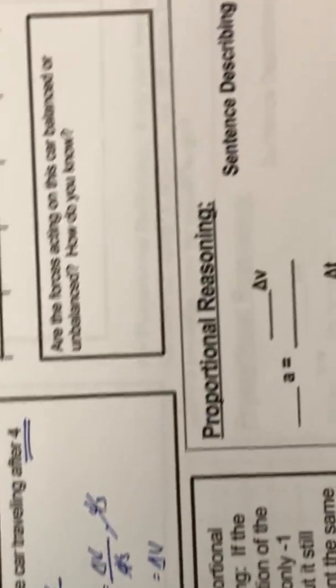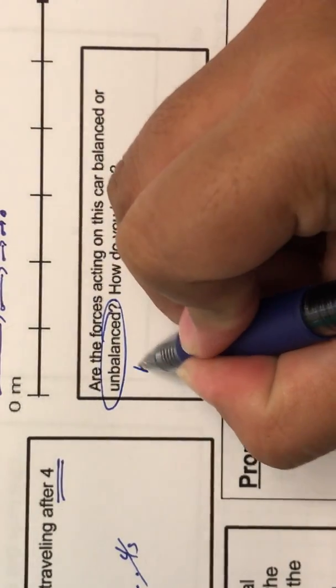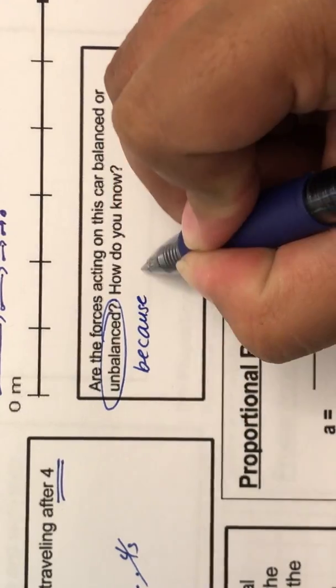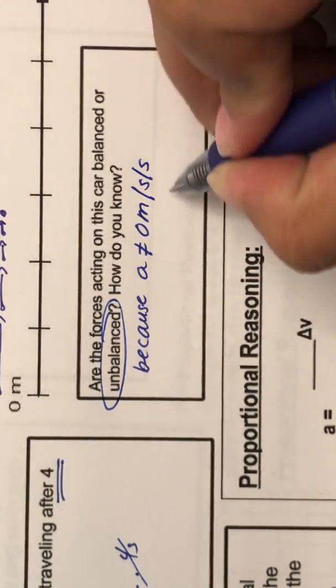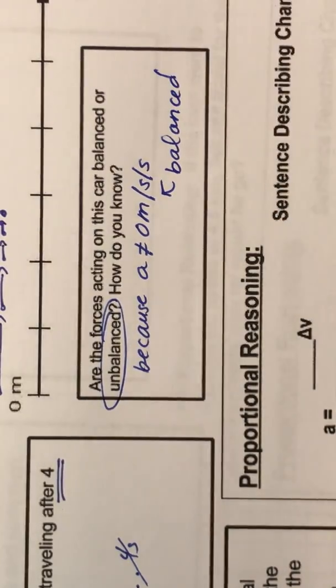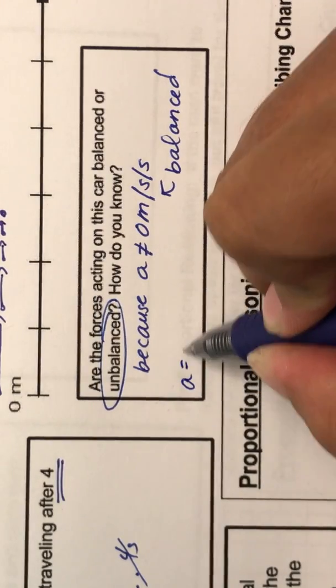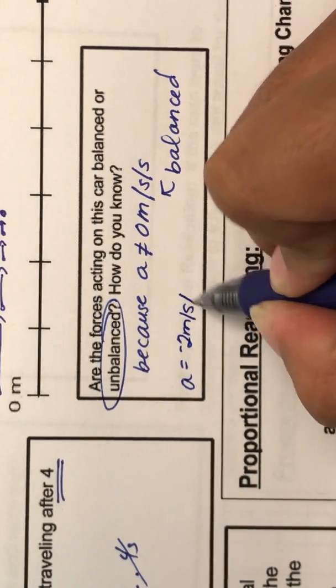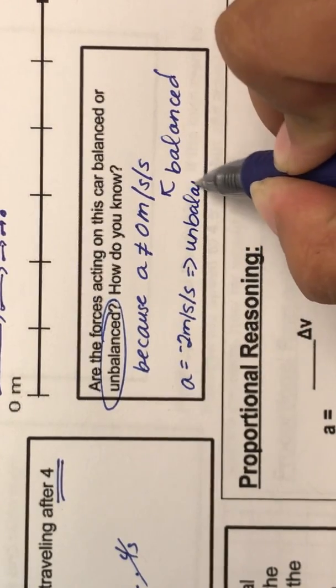Are the forces acting on this car balanced or unbalanced? And we know that it is going to be unbalanced because acceleration does not equal 0 meters per second squared. And that means that it is balanced if it does equal 0. But since our acceleration is equal to negative 2 meters per second squared, that tells us that it is unbalanced.